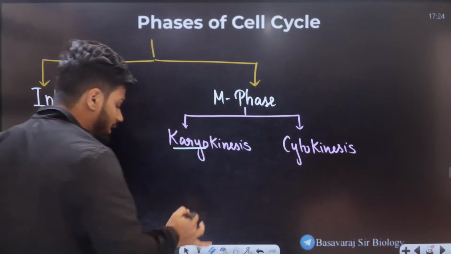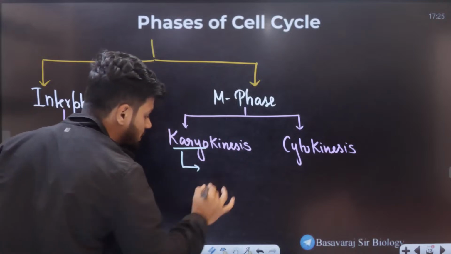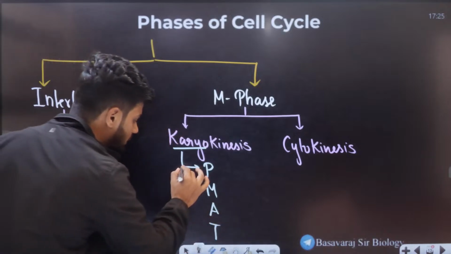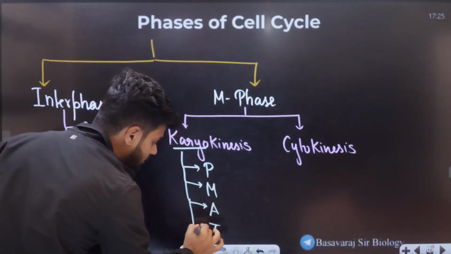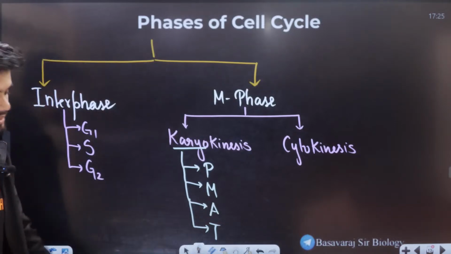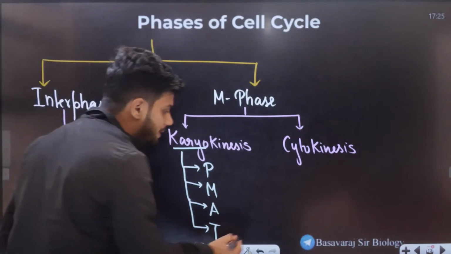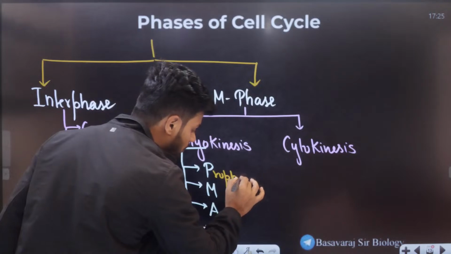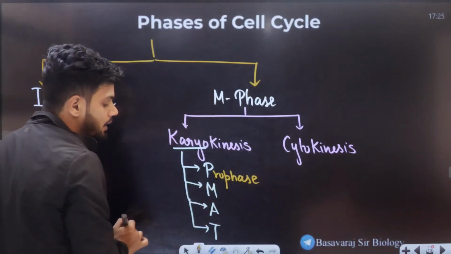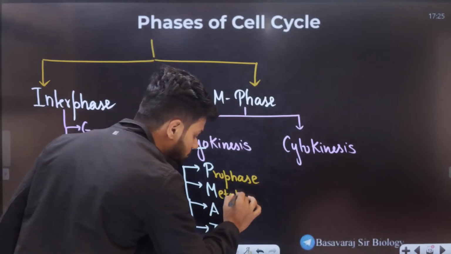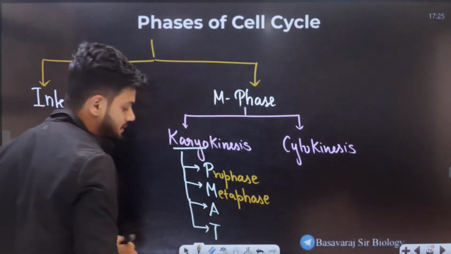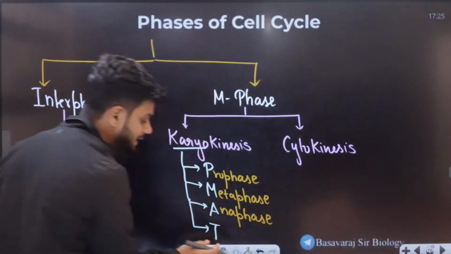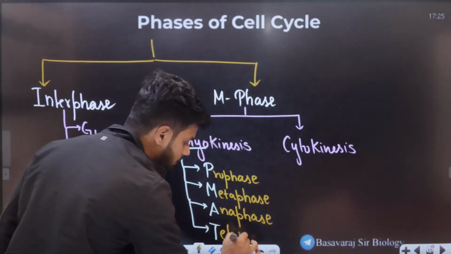Now, this karyokinesis is further divided into something called PMAT. Now, what is PMAT, students? What does PMAT stand for? P stands for prophase. M stands for metaphase. A stands for anaphase. T stands for telophase.